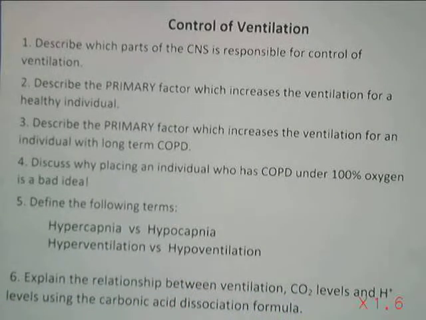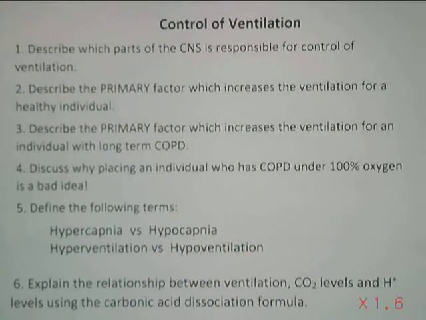The third aspect is control of ventilation. And when you finish studying this topic, you'll be able to describe which parts of the central nervous system are responsible for control of ventilation. You'll describe the primary factor which increases the ventilation for a healthy individual. You'll describe the primary factor which increases the ventilation for individuals with long-term COPD.